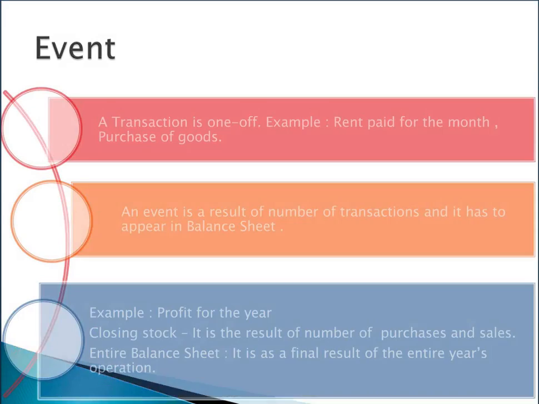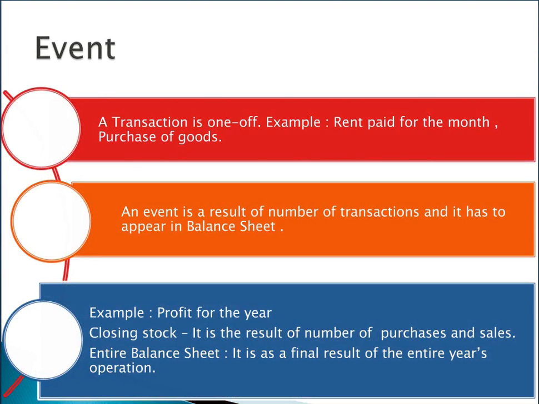So now we move to event. We saw what is a transaction. Transaction is an exchange of goods, money, services. Now an event is a number of transactions make an event. A transaction is one-off. Only one time, rent is paid for the month. You purchase goods. It is one-off. You pay the money, you get the goods. You pay the rent and that's over. But what is an event? An event is as a result of a number of transactions. It sits on top of a number of transactions.